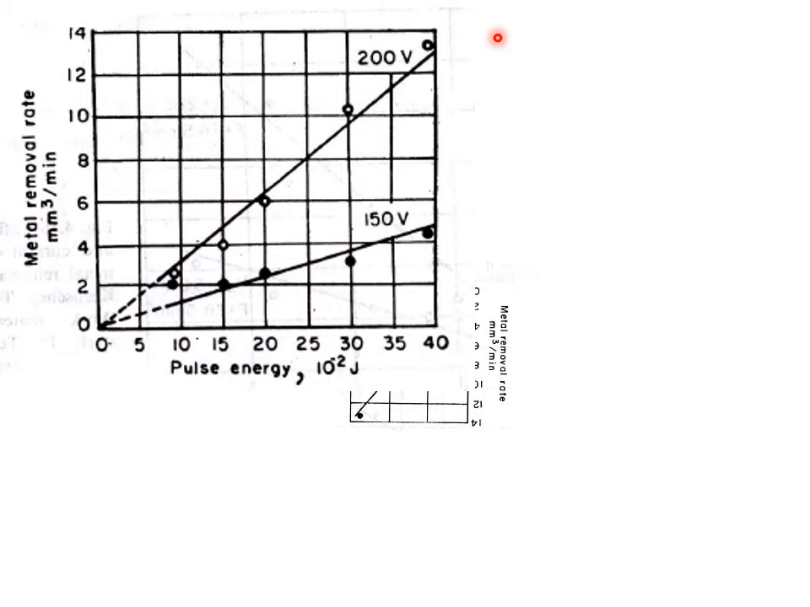Further, in this plot, we can see the increase of material removal rate across pulse energy. When the pulse energy is increased, the material removal rate goes on increasing. An increase in the pulse energy will increase the energy available for the removal of material from the workpiece surface.